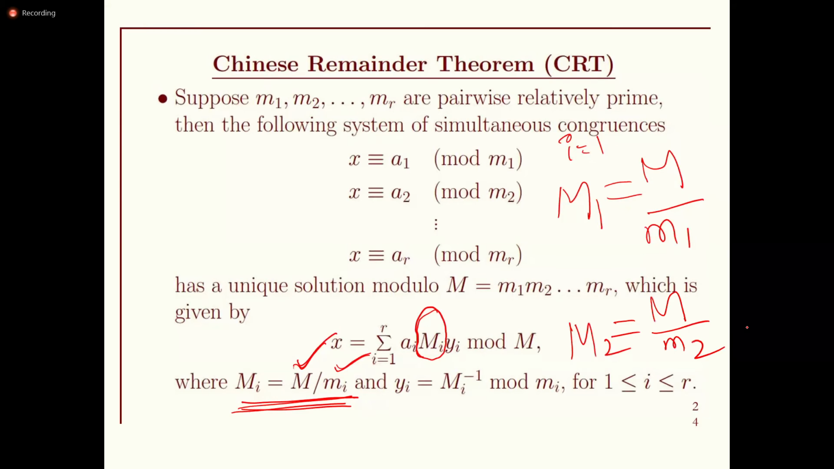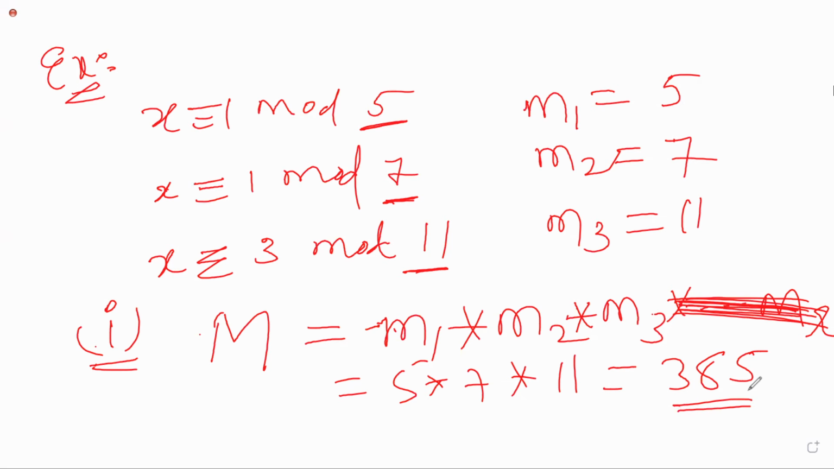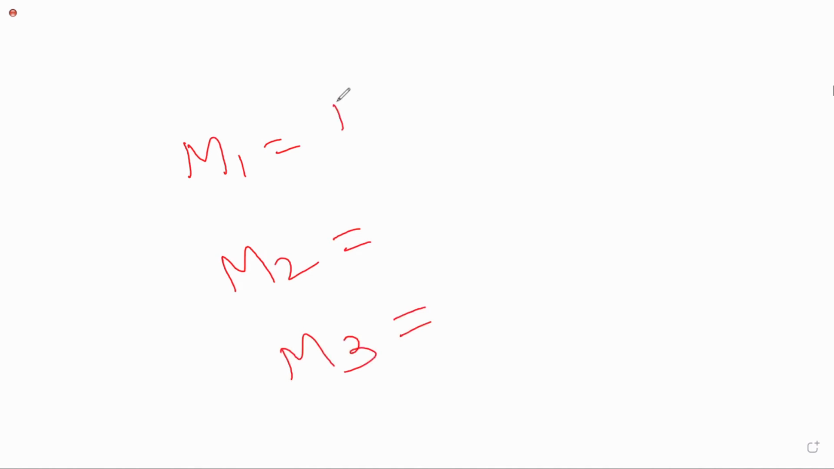There are 3 mi's, right? I mean m1, m2, m3. Three relatively prime numbers are there. So we have to calculate capital M1, capital M2 and capital M3. First, capital M is 385. All of you note this down. So we'll continue. Next, we need to calculate capital M1, capital M2 and capital M3. Capital M1 is capital M by m1, capital M2 is capital M by m2, capital M3 is capital M by m3.